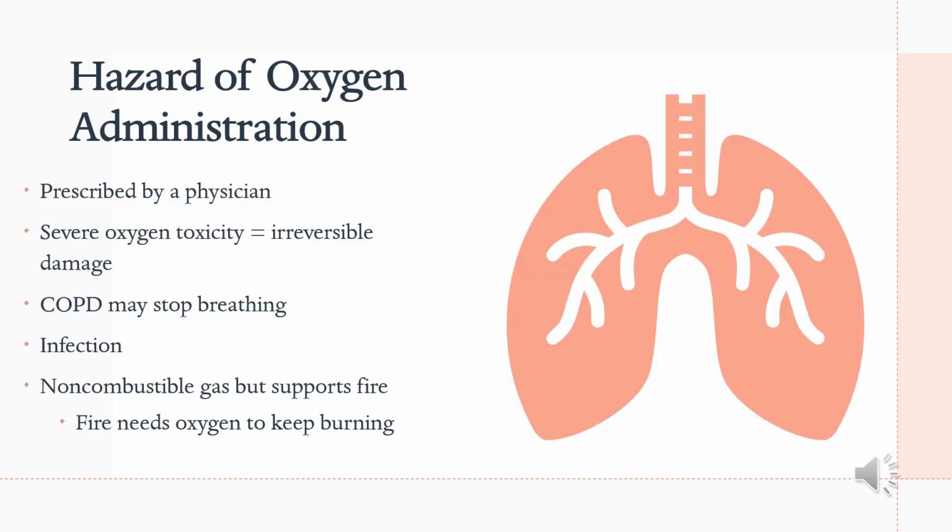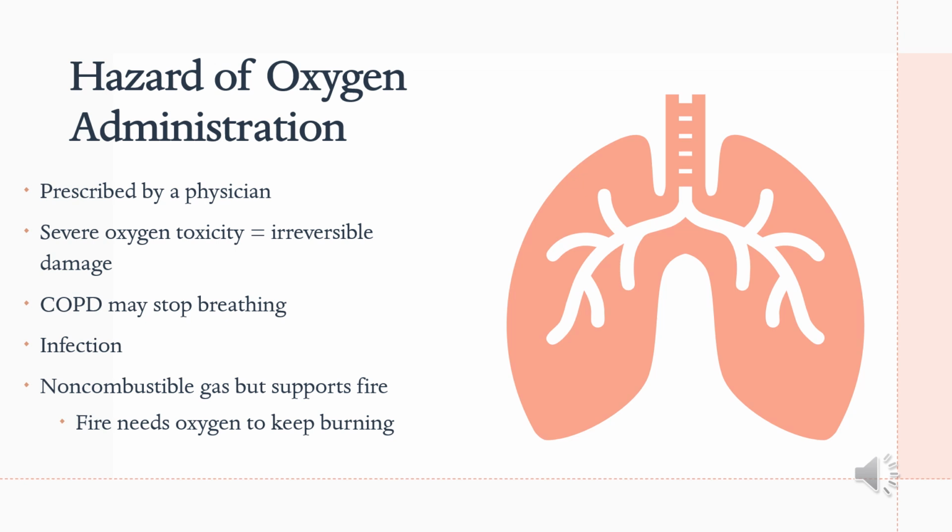Oxygen can be helpful and hazardous. Oxygen is considered a medication and must be prescribed by a physician. Severe oxygen toxicity can occur and may have irreversible damage. For example, excessive amounts of oxygen to a patient with COPD may depress the respiratory drive and the patient may stop breathing. Also, bacteria thrive in oxygenated places, and if the tubing is not changed frequently for patients, the patient may generate a bacterial infection.